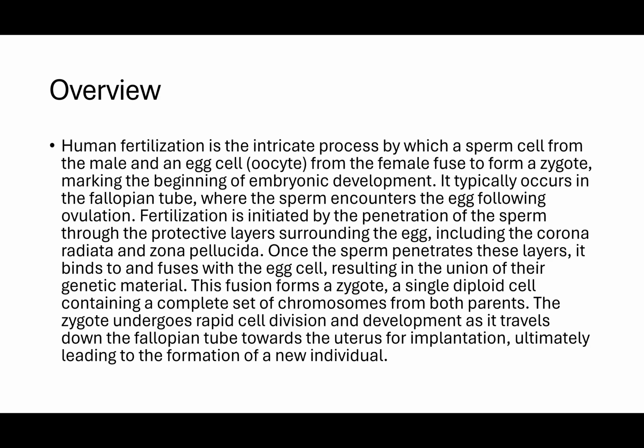All this slide is really saying is that human fertilization is about combining the spermatozoon with the secondary oocyte to produce a zygote. It's initiated by the penetration of the sperm through the zona pellucida. When the genetic information converges, it becomes a zygote, which is a single diploid cell. The zygote is going to undergo rapid division and development, and then it's going to be implanted.